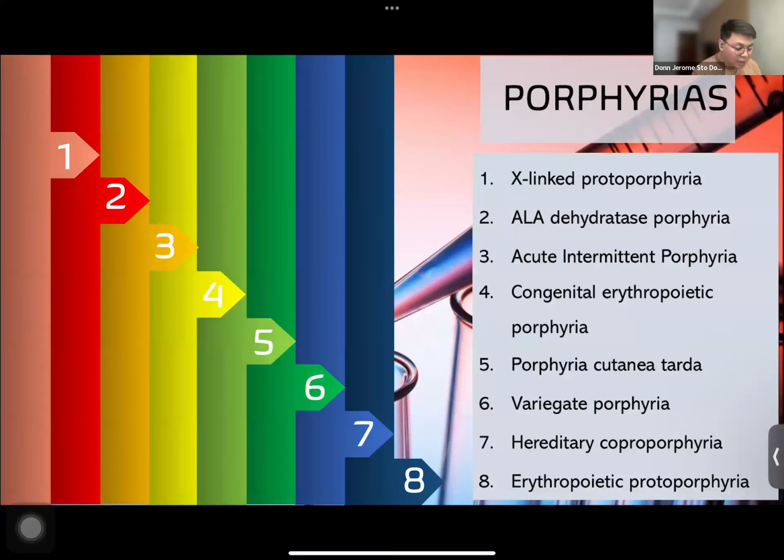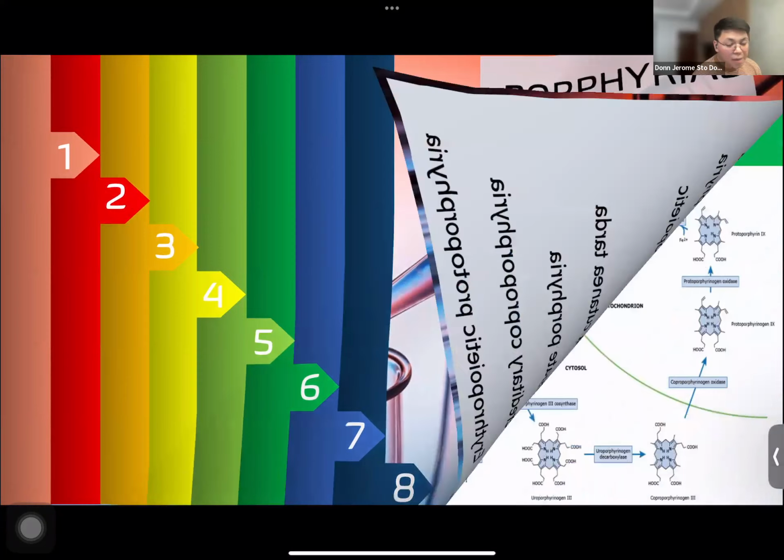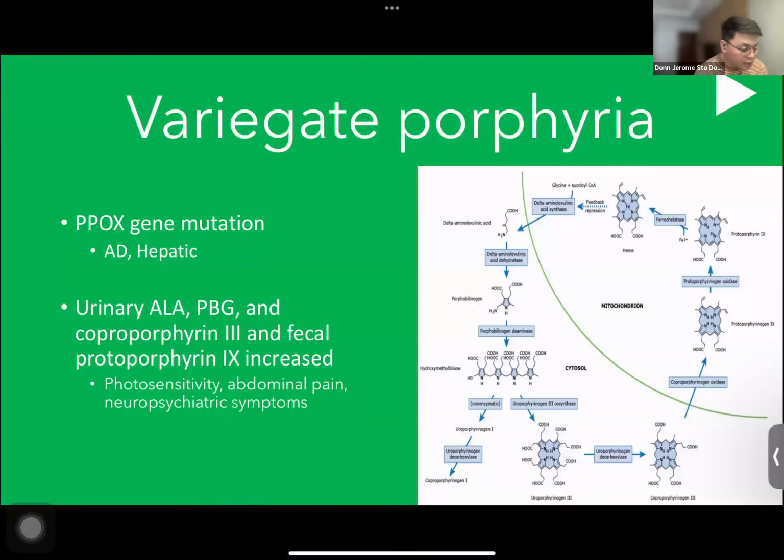Next, let's discuss naman the different types of mixed type of porphyria. First is your variegate porphyria. No? The defect here is in your PPOX enzyme, protoporphyrinogen oxidase. So anong manifestation nito? You'll have elevation in ALA, PBG as well as your protoporphyrinogen. No? So anong manifestation? Neurovisceral, cutaneous, or both?